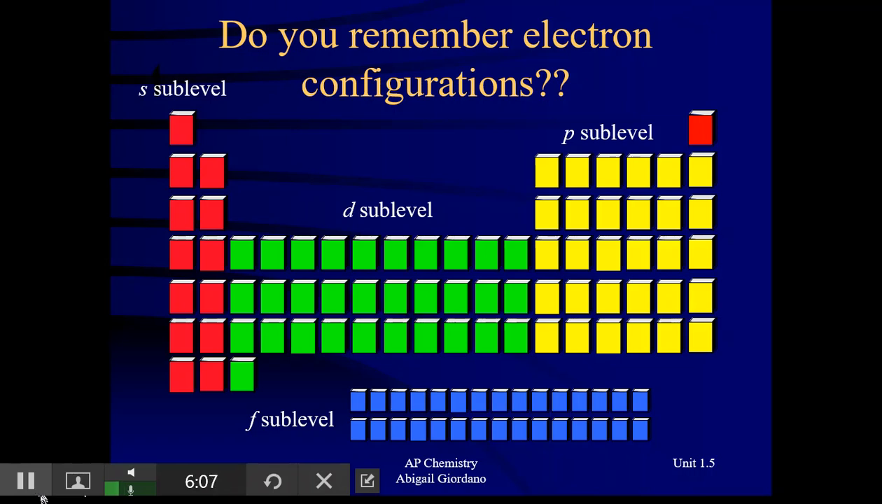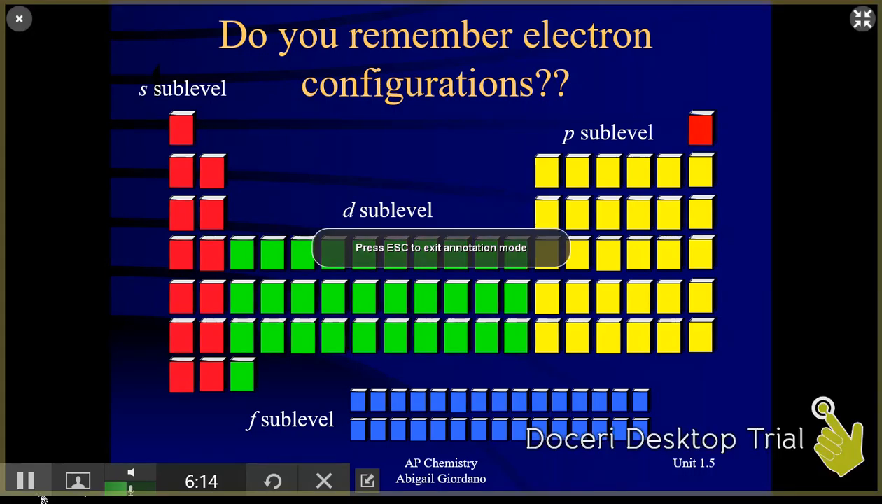Okay, and I'm sorry, I pushed the wrong button and it erased the numbers that I had drawn on there, but hopefully you have them written on yours. So let's do another example. Let's do the element titanium, which is located right there in the transition metals.